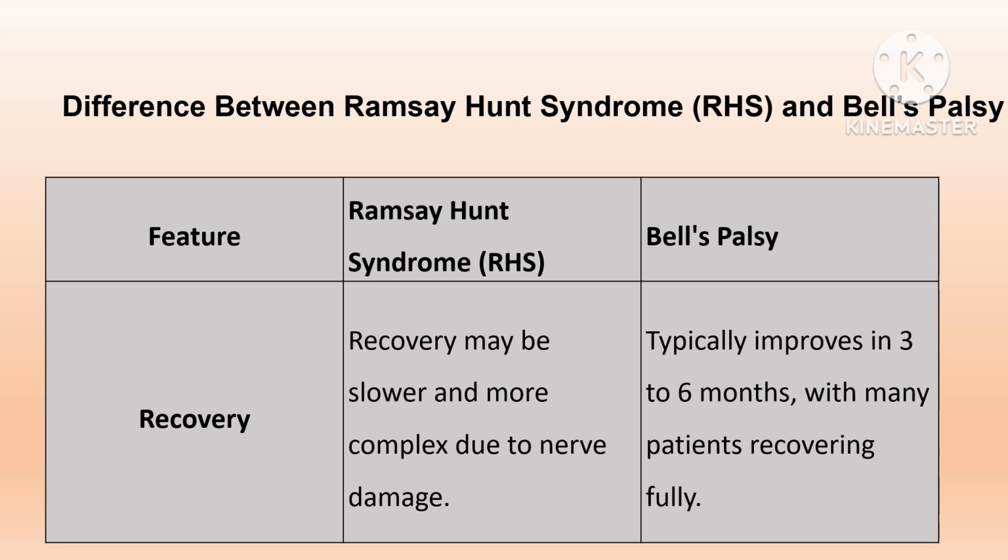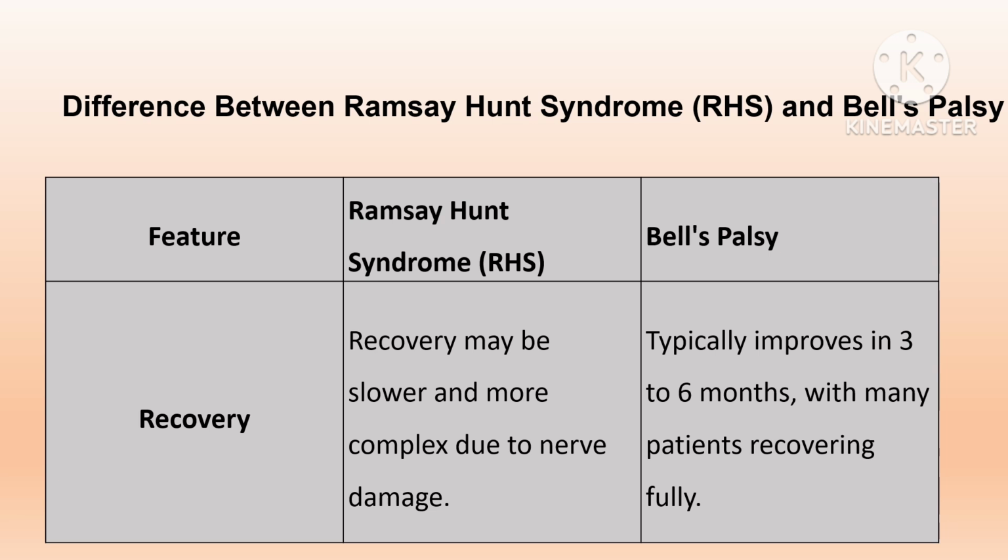Recovery for Ramsay Hunt syndrome can be slower and more complex due to damage to the nerve and the involvement of the virus. In Bell's palsy, the majority of patients experience spontaneous recovery within 3 to 6 months, with many regaining full facial function.